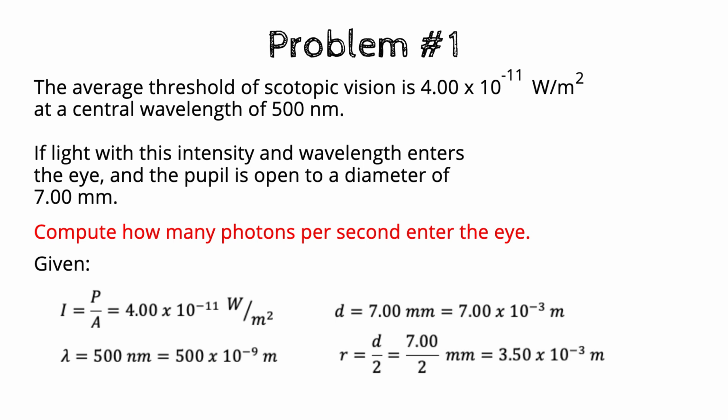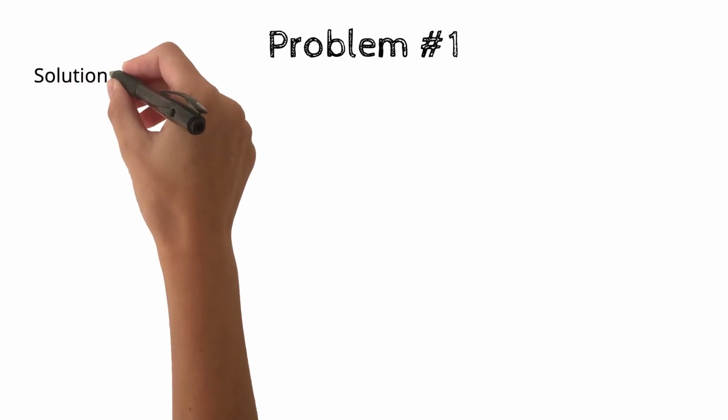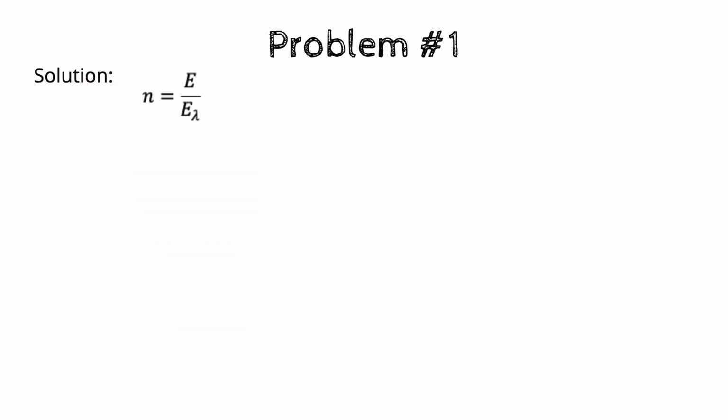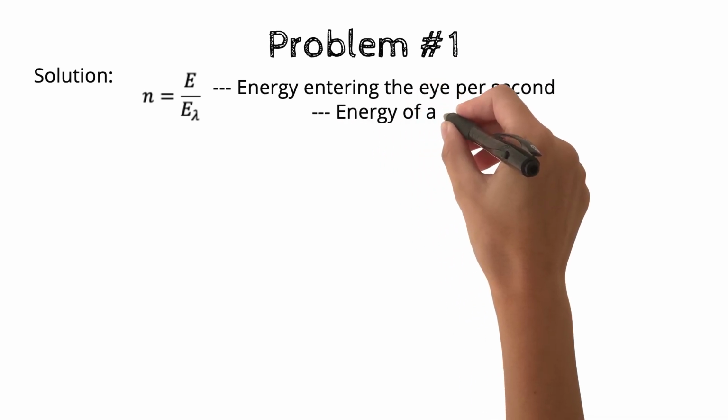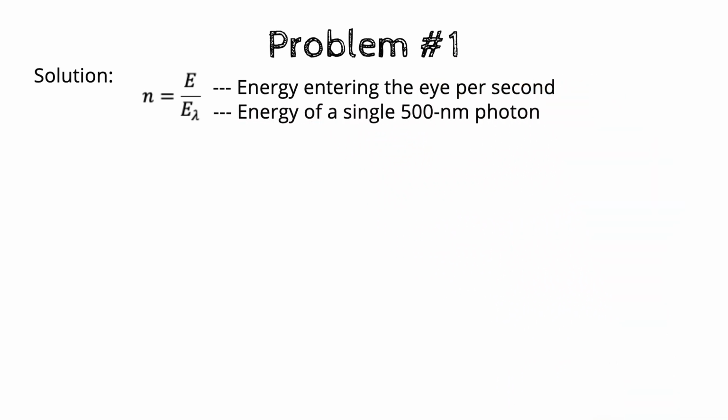The radius is just 1/2 of the diameter, so the radius is 3.50 millimeters, or equivalent to 3.50 times 10 to the negative 3 meters. The problem is asking for the number of photons per second entering the eye. The number of photons required to yield this energy is N equal to E over E lambda, where E is the energy entering the eye per second, and E lambda is the energy of a single 500 nanometer photon.